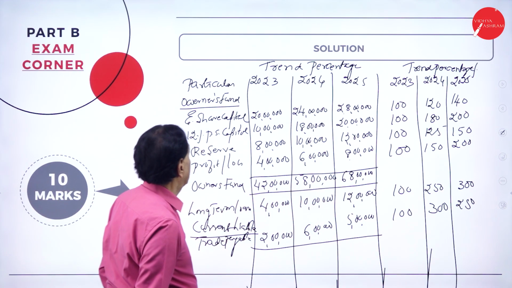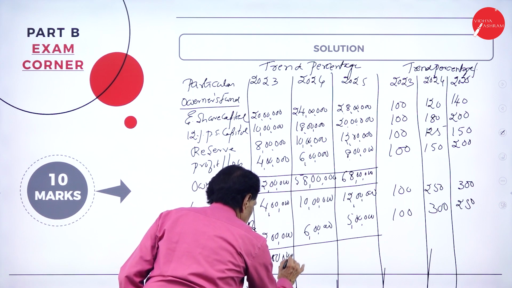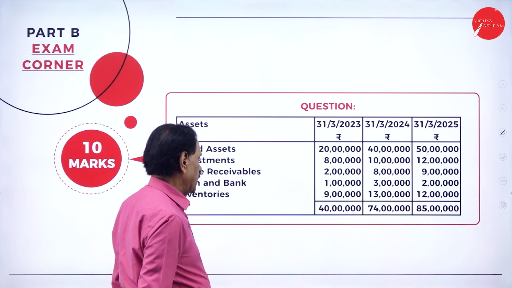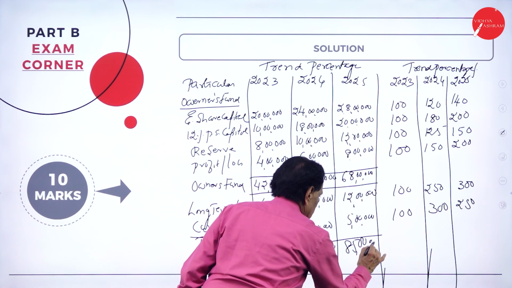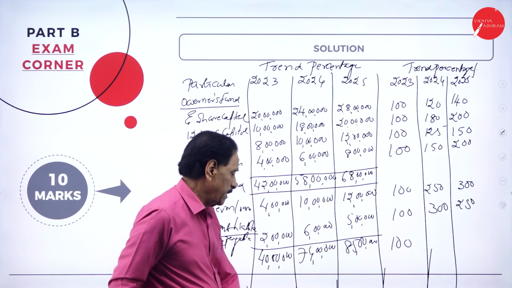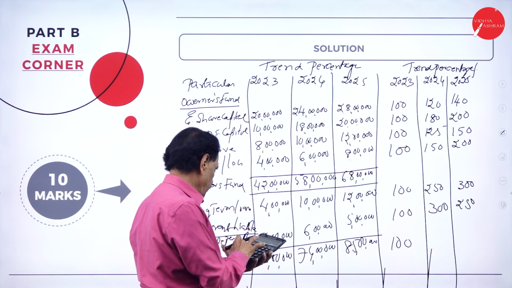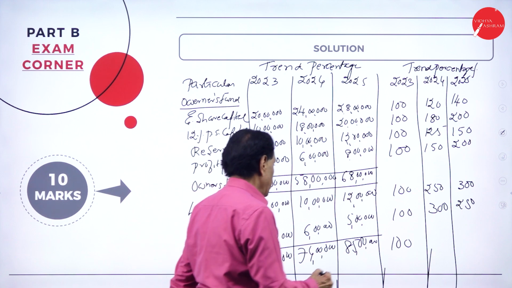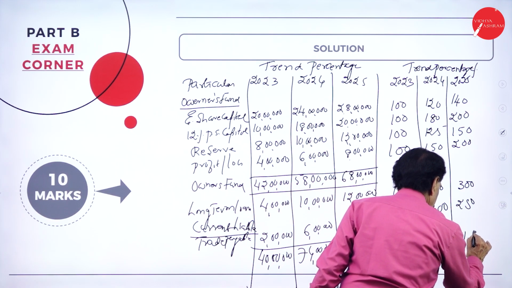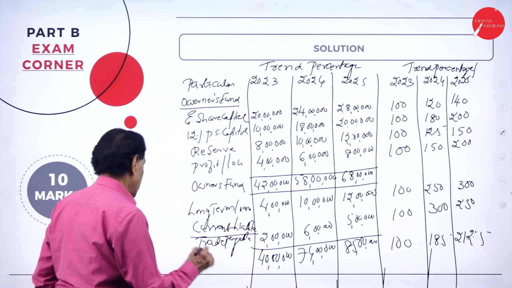Total: 40 lakh, 74 lakh, 85 lakh. 40 lakh is equal to 100. 74 divided by 40 lakh into 100 is 185. 85 lakh is 212.5. This goes in favor of total liabilities.